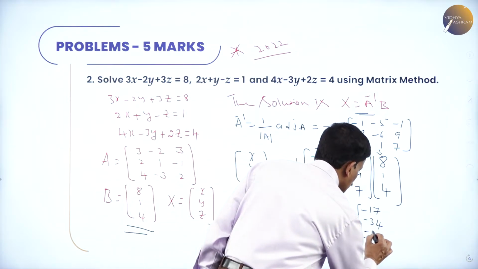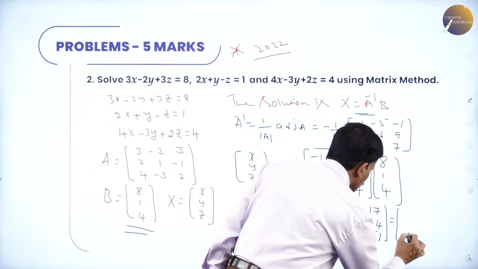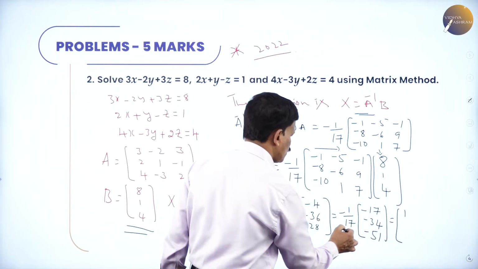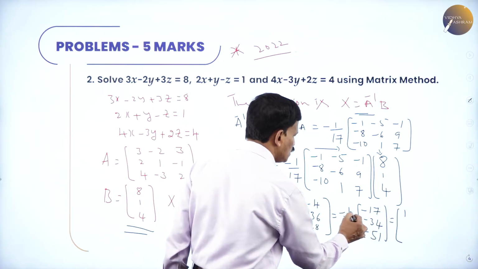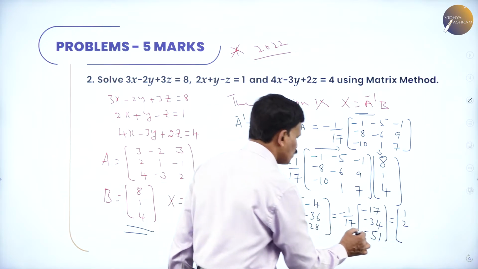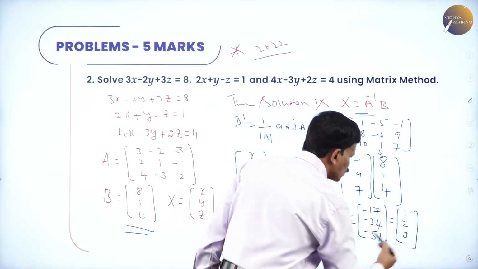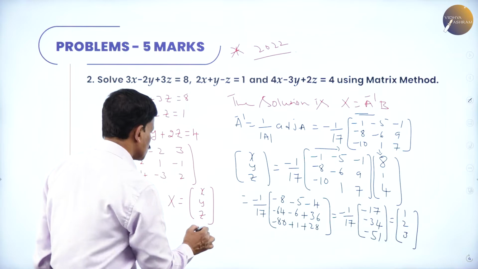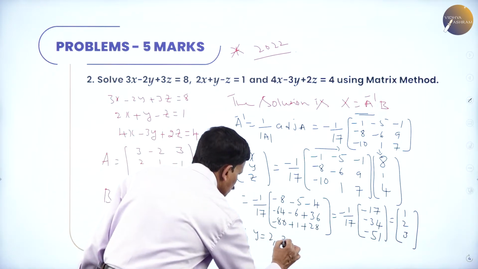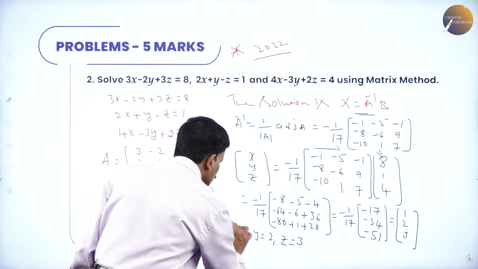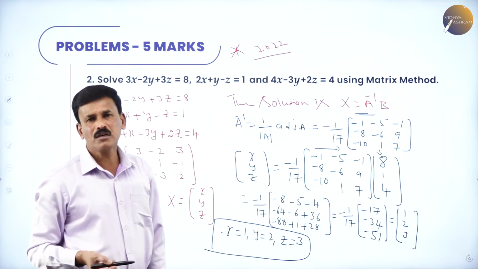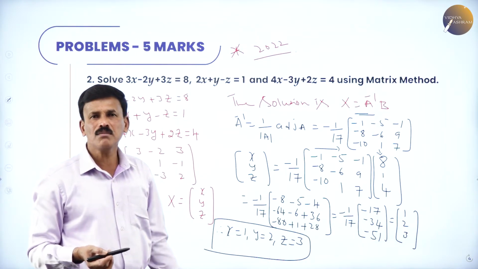This is minus 51. If you divide by 17, minus minus gets cancelled. 17 by 17 is 1. 34 by 17 is 2. 51 by 17 is equal to 3. So these are the values of x, y, z. Therefore, x is equal to 1, y is equal to 2, and z is equal to 3. This is how we are going to solve a system of equations using the matrix method.